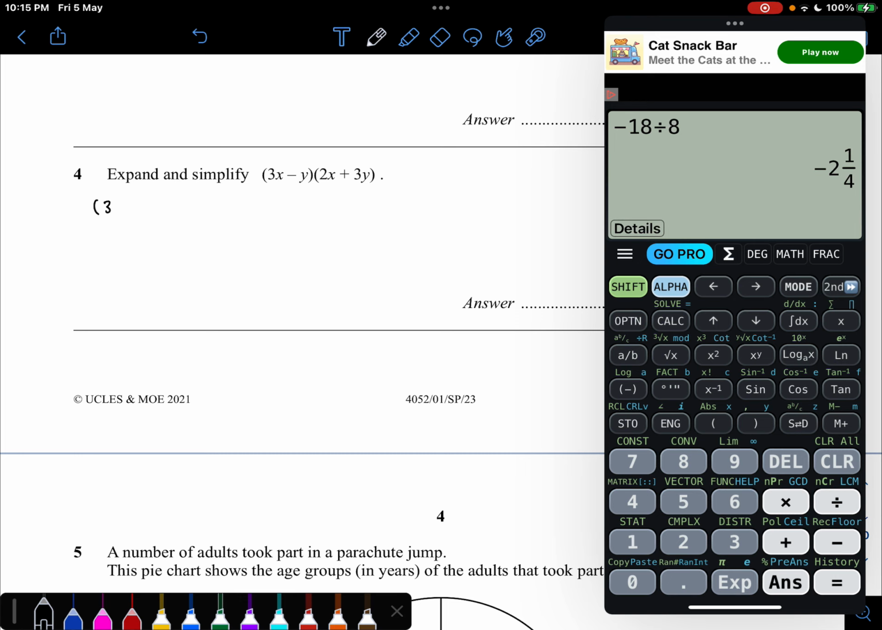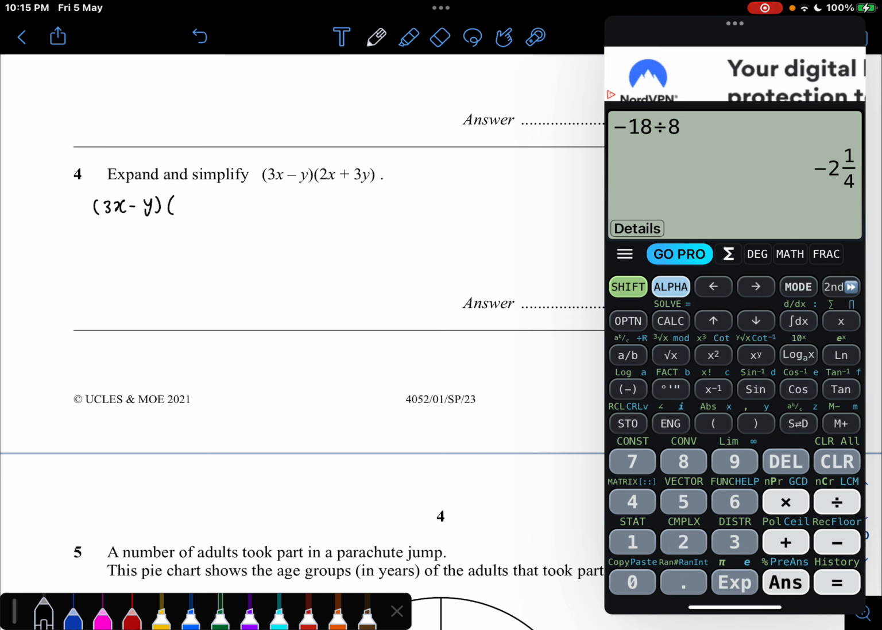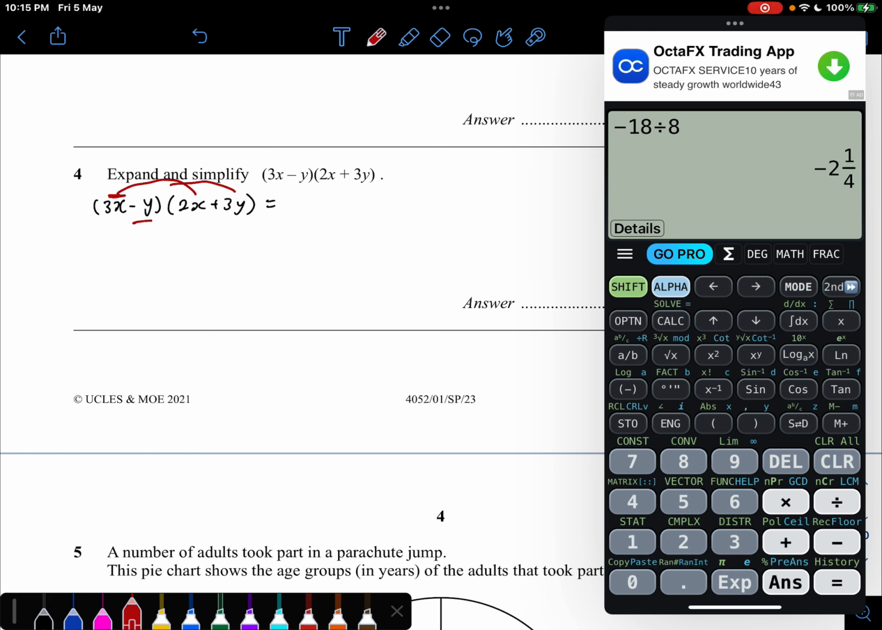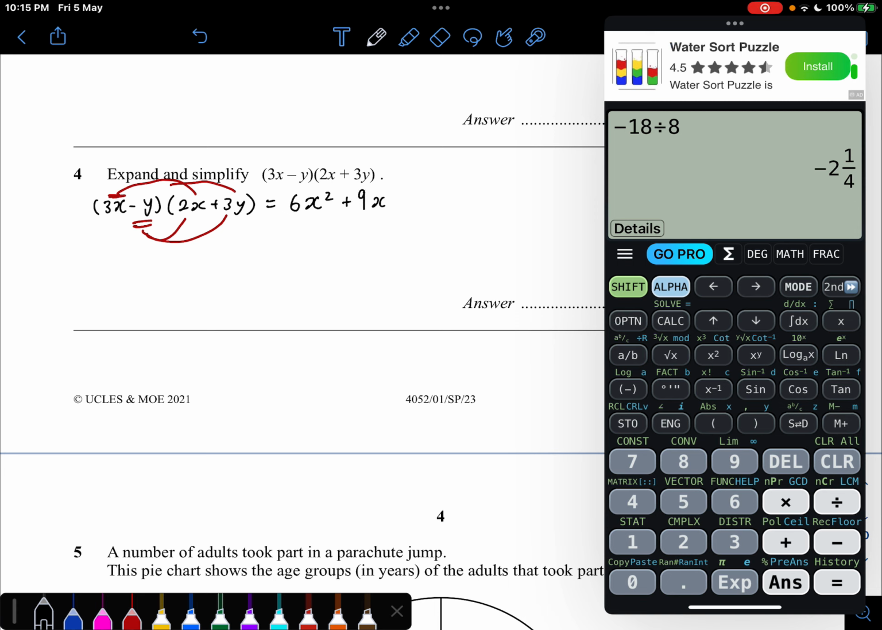Okay, let's copy it first. So how do you expand? Take the first guy, distribute. Second guy, distribute. So first guy distribute: 3x times 2x, 3 times 2 gives me a 6, x times x, x squared. Next one, 3x times 3y, 3 times 3 is a positive 9, x times y is xy.